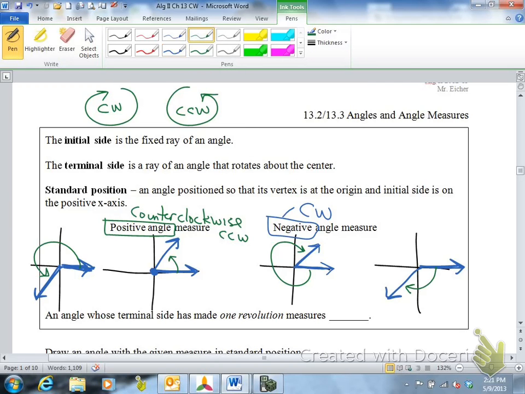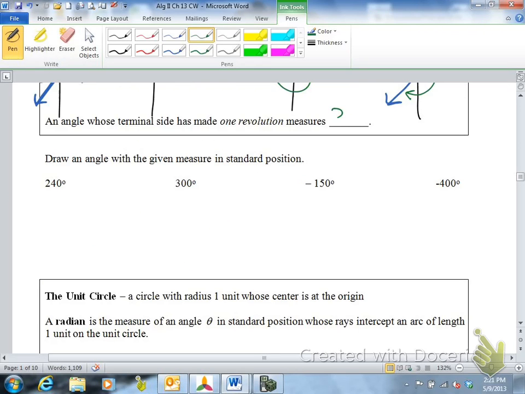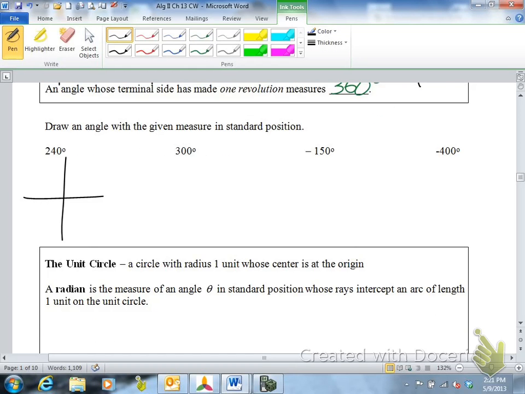An angle whose terminal side has made one revolution measures 360 degrees. So a full circle is 360. Half of a circle is 180, and half of 180 is 90, etc. Now draw an angle. Part of the homework is pretty easy. You get to just draw angles.